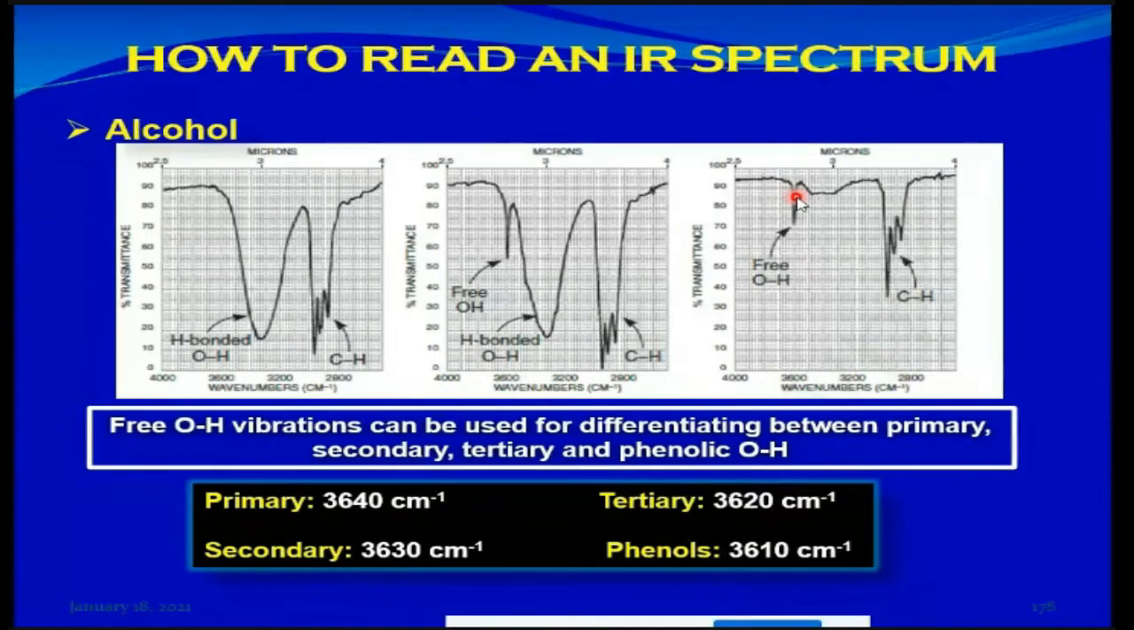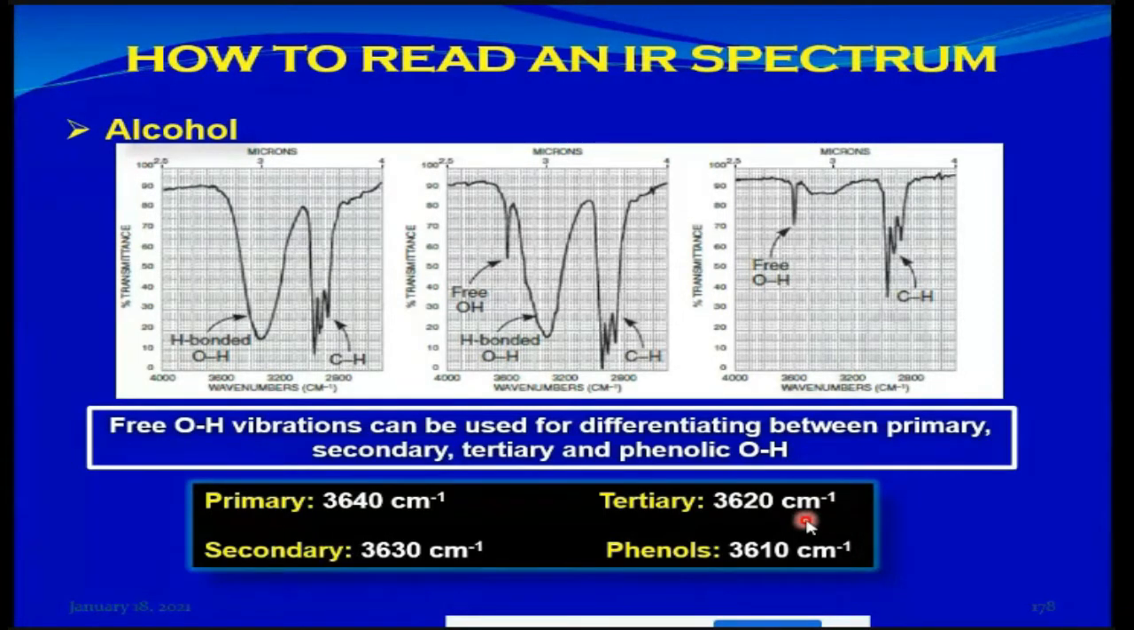Now this free OH signal, this sharp signal may sometimes be used for differentiating between primary, secondary, tertiary and phenolic OH groups. लेकिन इसमें एक प्रॉब्लम है. प्रॉब्लम ये है, you can see here the values for a primary OH stretch, secondary OH stretch, tertiary OH stretch, and a phenolic OH stretch. And you can see that it's only a difference of 10 per centimeter. That is a very minute difference. Or when you take it on a scale from 400 to 4000 per centimeter, ये बहुत कम difference है. तो आपको काफी zoom in करना पड़ेगा, आपको calibration बहुत जबरदस्त करनी पड़ेगी, so as to have the peak at the correct wave number.